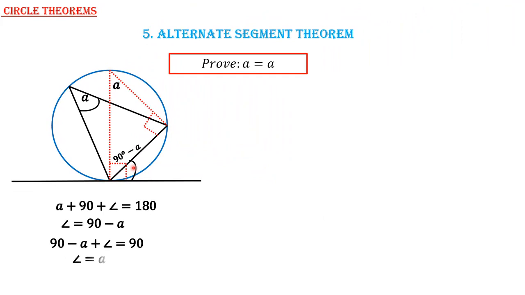So therefore, the angle here will be equal to A. If you move this one across the equal sign, the 90 will be 0, and therefore the angle here is equal to A. That's why we say the alternate segment theorem says that A equals A. So the angle here is the same as this angle.